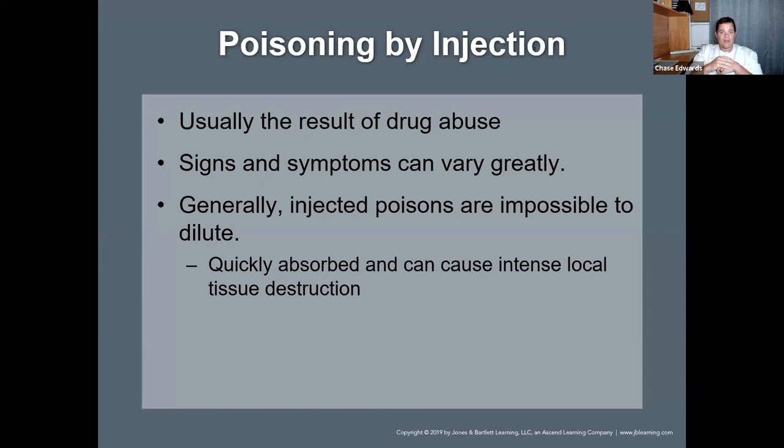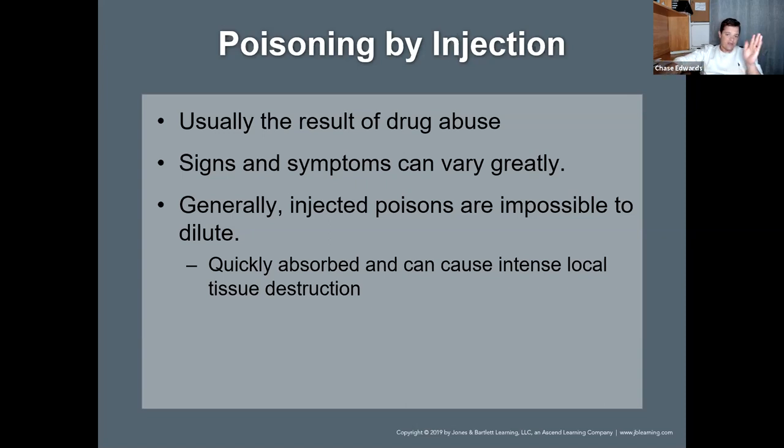In general, injected poisons are impossible to dilute or remove. Injected poisons are also quickly absorbed into the body or cause intense local tissue destruction. If you suspect rapid absorption has occurred, make sure you monitor the airway, provide high-flow oxygen, be alert for nausea and vomiting, and remove jewelry from areas around the injection site if swelling occurs. Prompt transport is going to be essential for this.